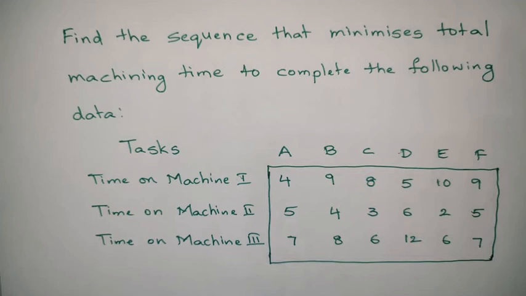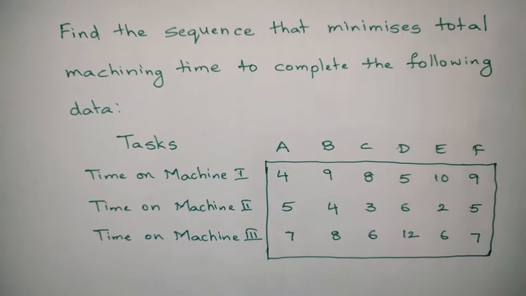If we want to find the sequence, first of all, this n jobs through 3 machines problem should be converted into an n jobs through 2 machines problem. So how to convert that? If we want to convert a 3 machines problem into a 2 machines problem, it should satisfy 2 conditions: either of the 2 conditions or both.